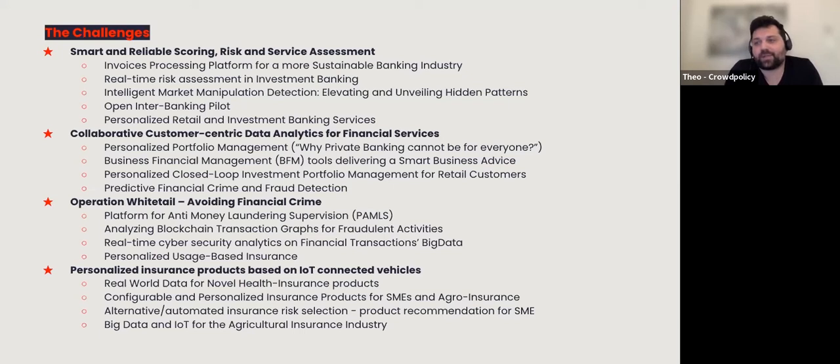And the last but not least is the personalized insurance products, again, based on the IoT connected vehicles. So we're talking about real world data, how we can facilitate and use this to provide better insurance products for our customers. We're talking about agro insurance and any other actually personalized insurance products for SMEs or even for individuals. We're talking about risk selection when it comes to the insurance, the alternative and automated products for SMEs, and of course how we can use the big data and any other IT services in the agricultural industry. That's again a few things that we would like to see.